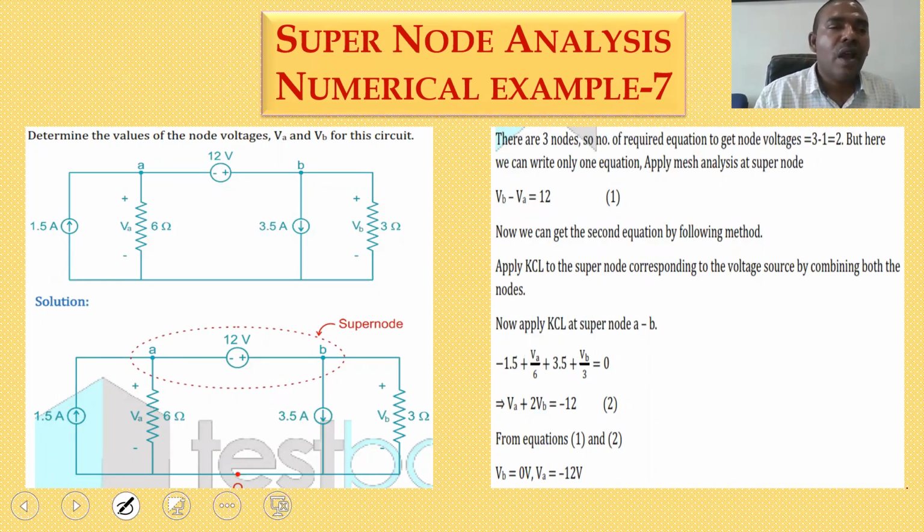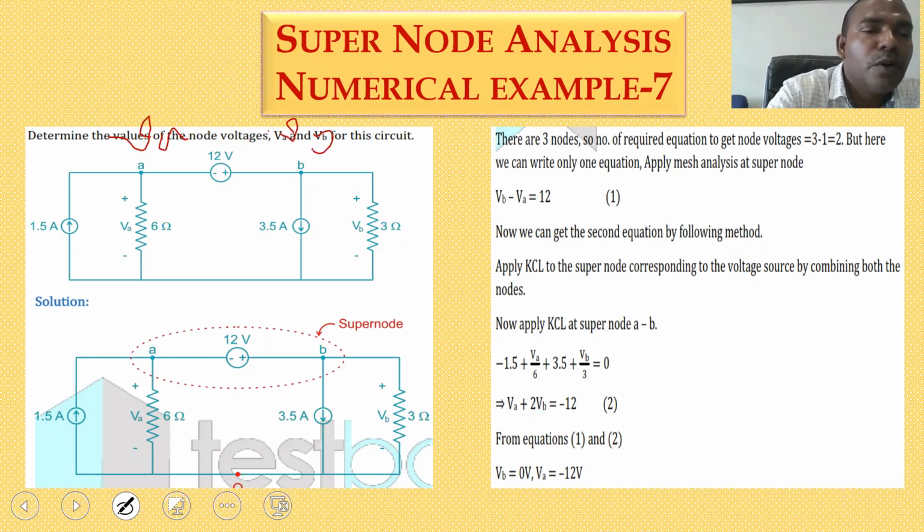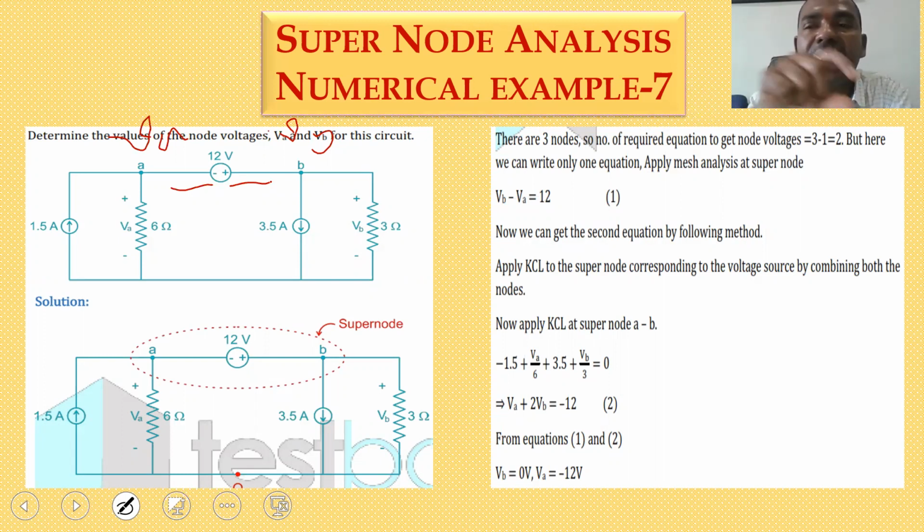So in the figure, we have to calculate the node voltages VA and VB. This is your VA value, and this is your VB value. Between node A and node B, there is purely a voltage source, with no series resistance represented. So you cannot write the current value. At that time, you have to short circuit the terminals A and B and make that node a super node.